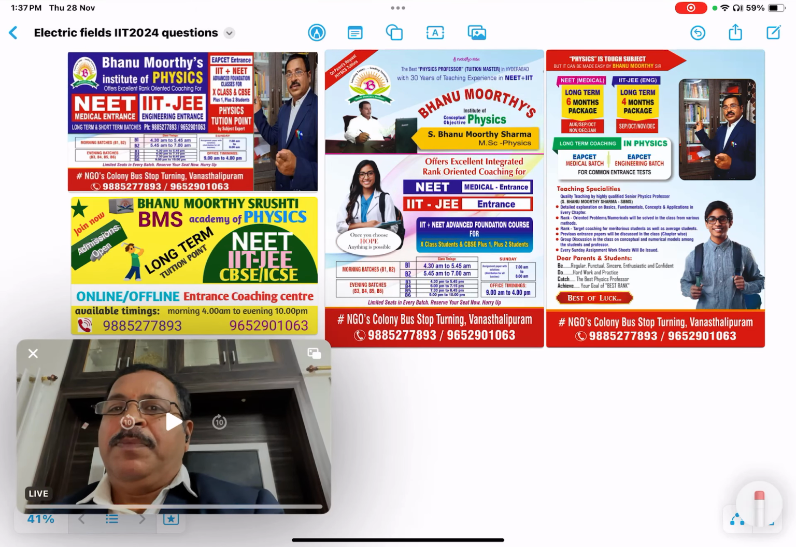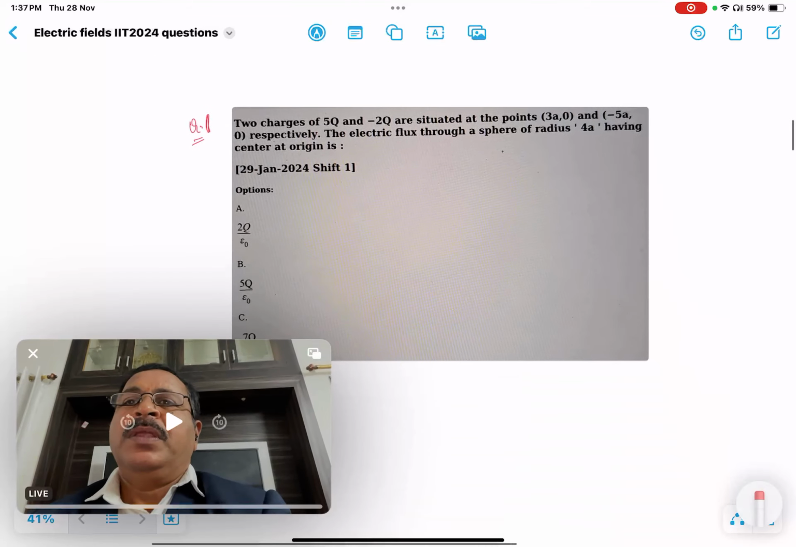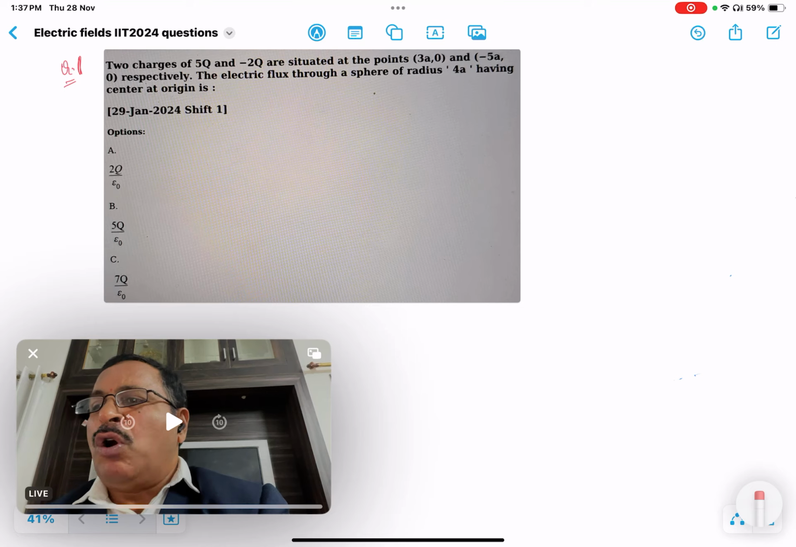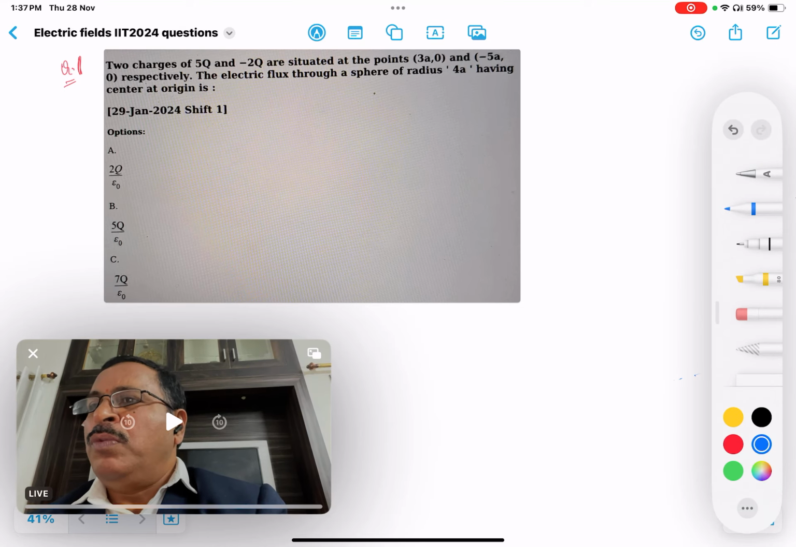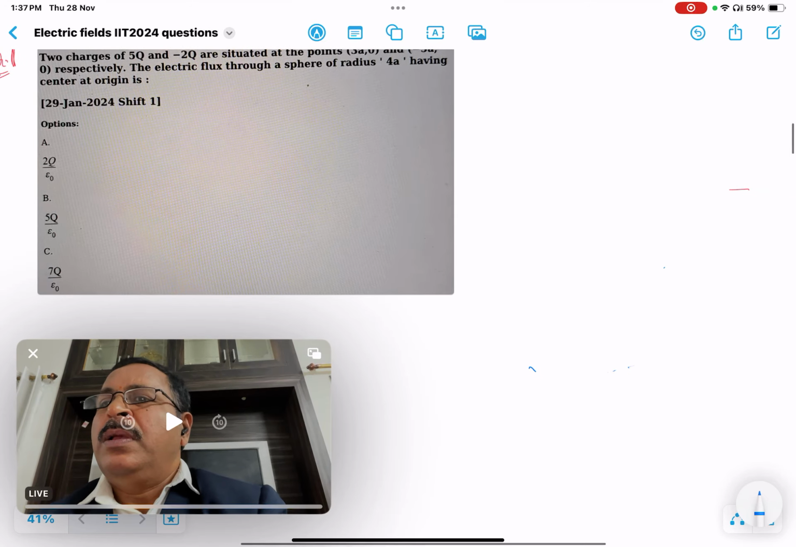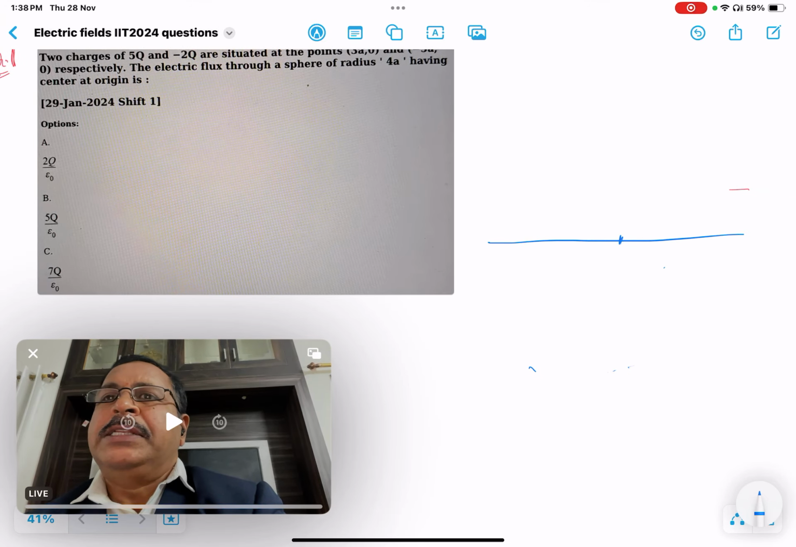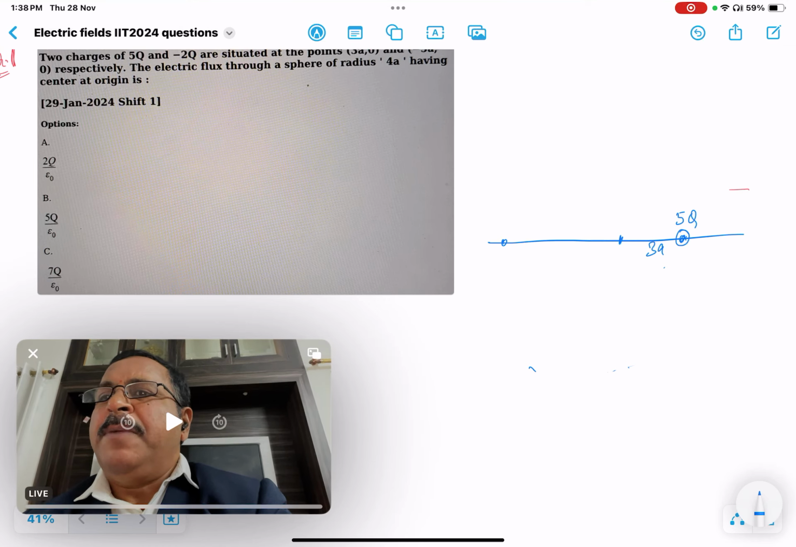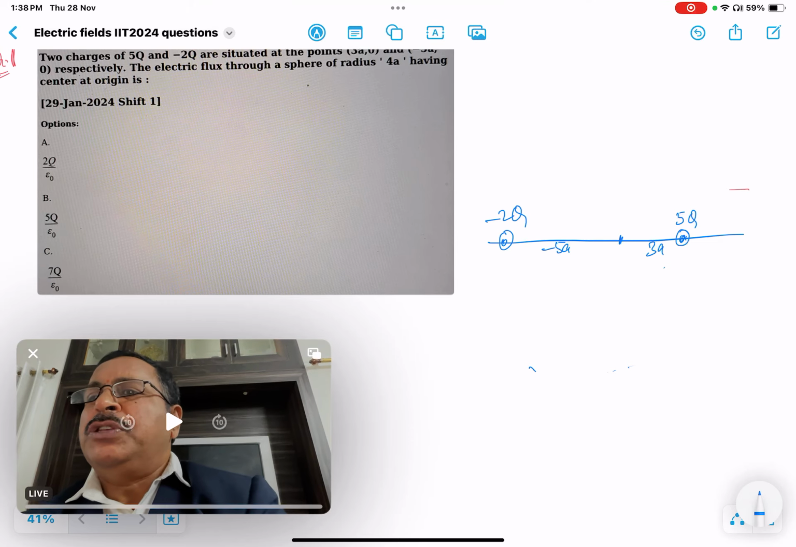Now, let us start quickly. First question is: two charges, plus 5q and minus 2q. This is the origin I am drawing now. At a distance 3a, one charge is given there. That charge is 5q. And at another distance, minus 5a, another charge, that is minus 2q, is placed. This is the origin.